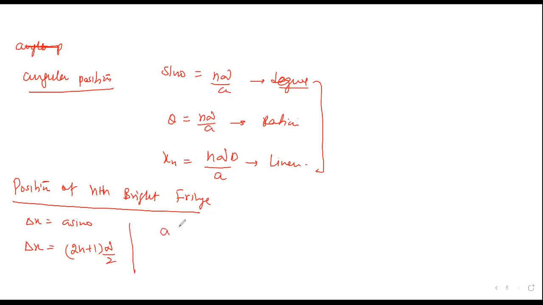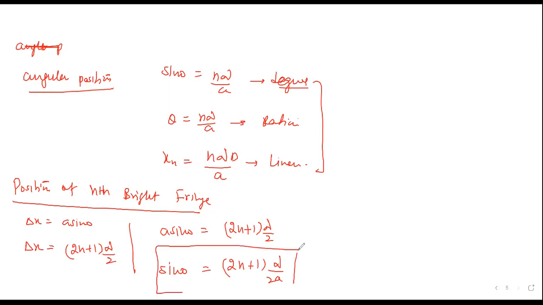When you equate them, you get a sine theta is equal to 2n plus 1 lambda by 2. So first, the angular position: sine theta is equal to 2n plus 1 lambda by 2a. This is one answer. Again the answer is in degrees, right? No problem. The same way you can write it in radians also. If the angle is very small, you can write theta itself.